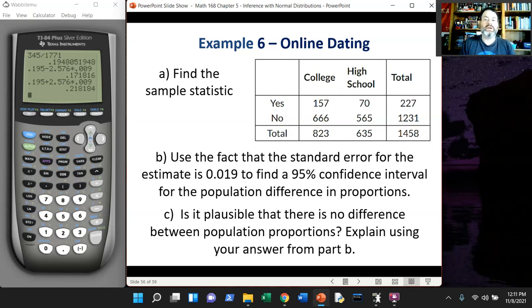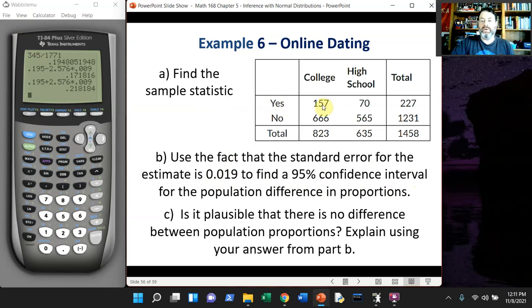In this case, I'm just going to call it p hat c and p hat h because the explanatory variable here is the columns, right? And the idea is, can you make a prediction about whether somebody uses online dating based on their education level? That's sort of the way the study's designed. Again, we're given the standard error. We're going to find a 95% confidence interval. So really all we need is the sample statistic, right?